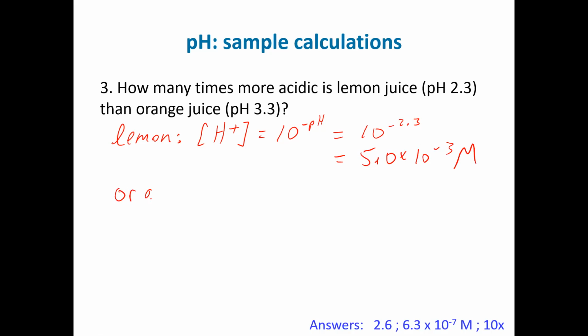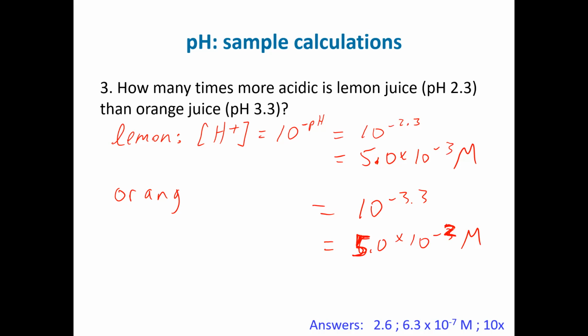Orange juice, we can do the same. And so this is 10 to the minus 3.3. And if I remember correctly, the answer here is 6.0 times 10 to the minus 3. So if you could confirm that I got that correct, Ellen, that would be awesome. But I'm pretty sure that's the case. And so if you take these two values, right? Or sorry, not 6.0. Sorry, I got that wrong. 5.01 times 10 raised to negative 4. Negative 4, I think, is the correct value.